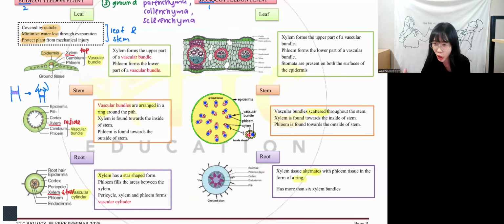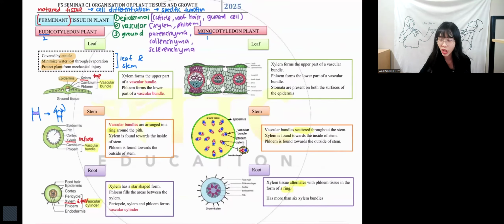What is the difference between monocot and eudicot? Generally, eudicot has two cotyledons, meaning two storage parts in the seed. It's like two seed leaves. Monocot means one seed leaf. It's called monocot and eudicot. Mono means one, eudi means two. So one seed leaf and two seed leaves.